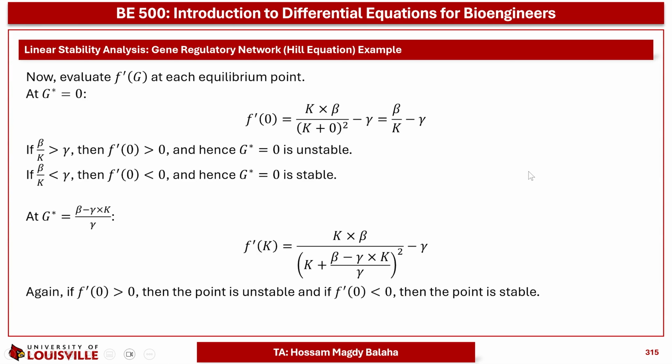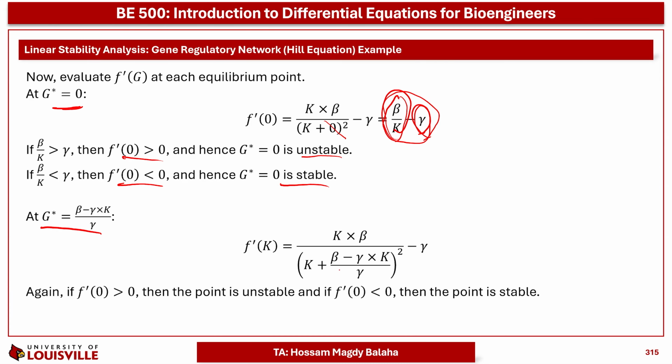Now evaluate this equation at each equilibrium point. Near 0, substitute. You will get g here equals 0. So it will be k beta over k squared. K over k squared will be 1 over k. So it will be beta over k minus gamma. So if this factor is larger than this factor, then the result will be positive, and here it will be unstable. And otherwise, if this factor is below this factor, then it will be negative, and in this case it will be stable. Second, we have that factor or that equilibrium point.